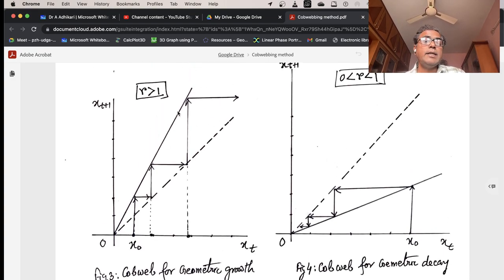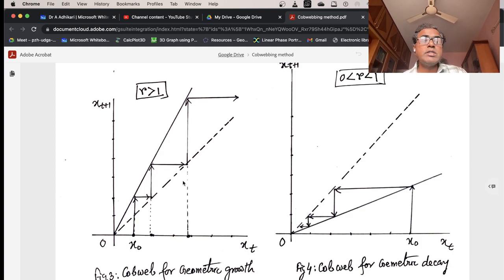And this line is x_{t+1} equal to r x_t, if r is greater than 1. So this line is the reproduction curve, the reproduction line, and this is the diagonal line, both passing through the origin. So the equilibrium point is here, the origin. If x0 is the initial point, we go vertically upward to the reproduction curve, then horizontally to the diagonal, then vertically upwards to the reproduction curve, then horizontally to the diagonal, and so on.